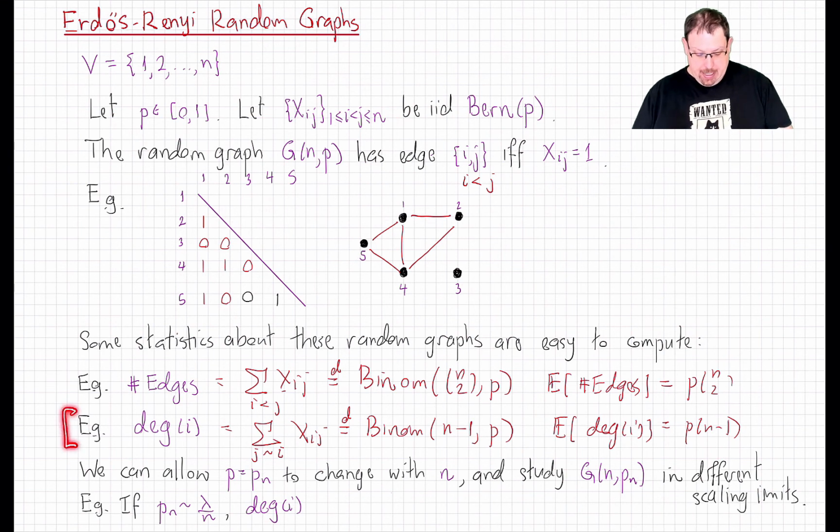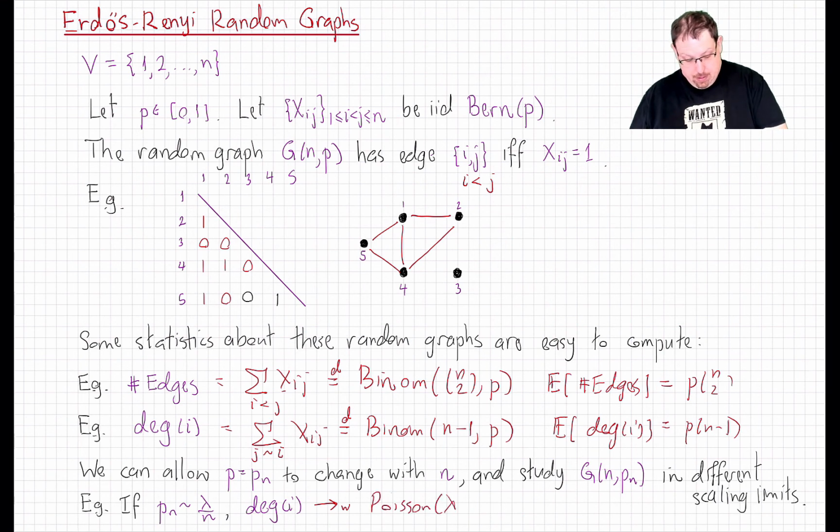But for the second example here, if we, for example, let p_n shrink such that n times p_n remains finite, in other words, if p_n grows like lambda over n for some positive number lambda, then the degree of each vertex in distribution is going to look like a limit of this distribution, where p grows like lambda over n. And if we apply the law of rare events from lecture 21.2, we'll find that the weak limit of that sequence of probability measures is a Poisson distribution. So that means that the degree of each vertex here converges weakly to a Poisson of rate lambda.